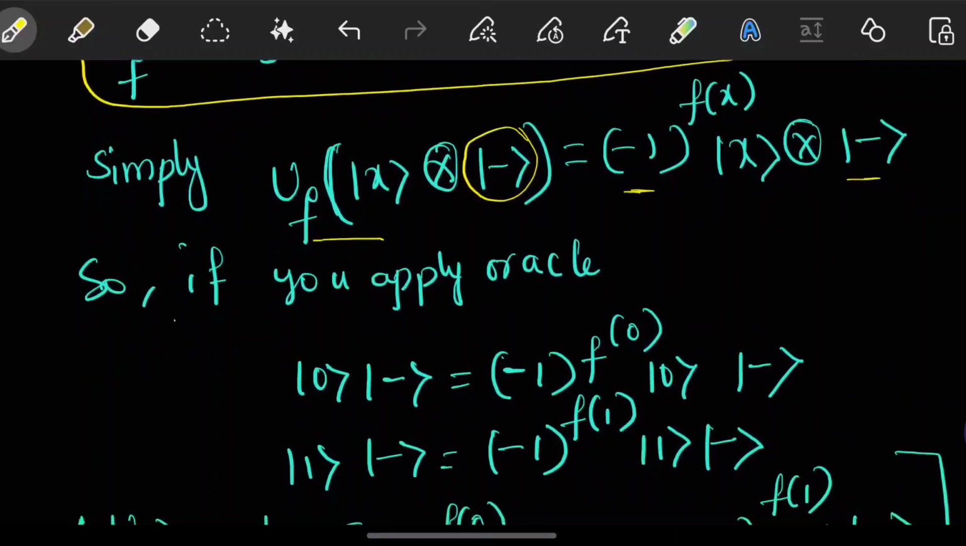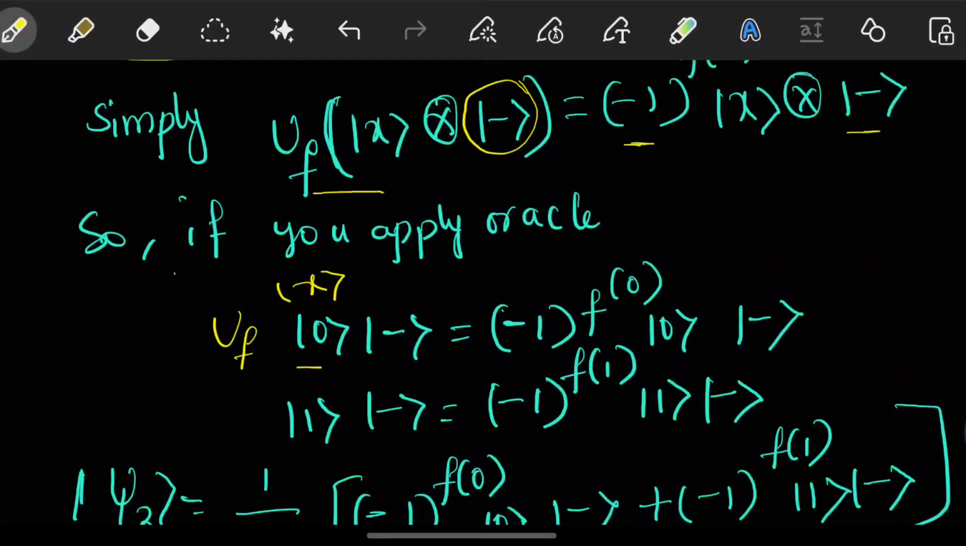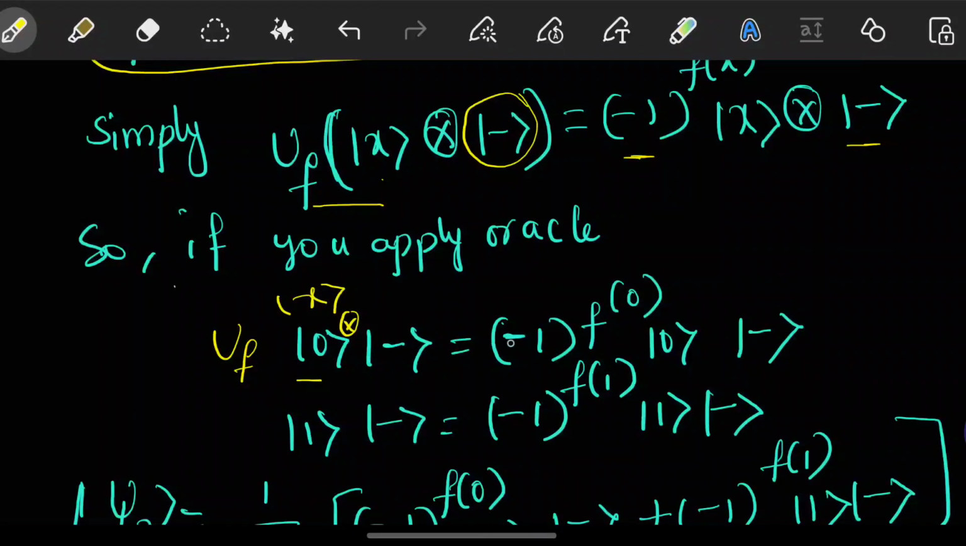If you apply ket 0, this will be our ket x. If you apply the oracle on this equation, U_f on ket x tensor product with ket minus, I can write the tensor product here. Then you end up with minus 1 to the f(0), because x is 0 here, ket 0, and ket minus remains the same.